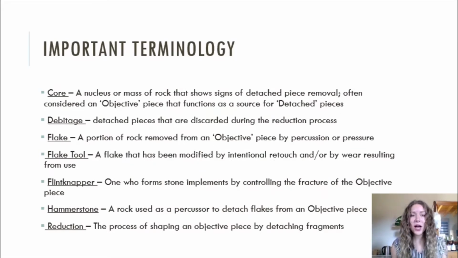Building off from the last slide, we have some more important terms that you should become familiar with. As mentioned before, a core is an objective piece. It's a nucleus or massive rock that shows signs of detached piece removal, functioning as the source for obtaining detached pieces. Flakes are a portion of rock removed from an objective piece by percussion or pressure. And so a flake is the detached piece that is removed from, say, the core or the objective piece. Debitage are very small detached pieces that are discarded during the reduction process.